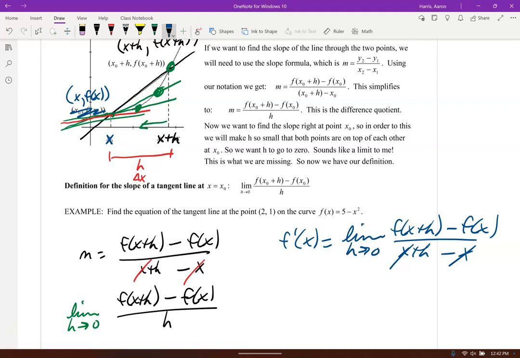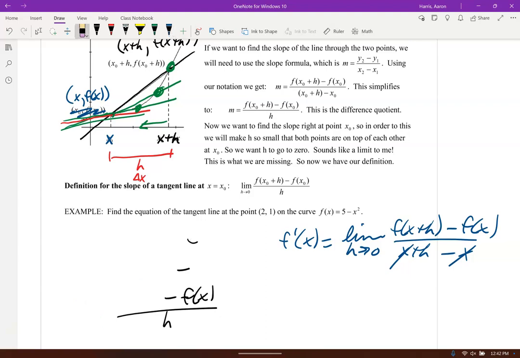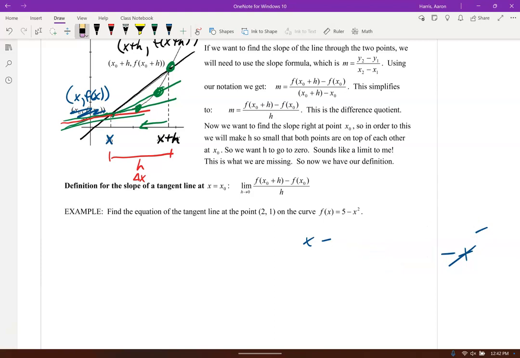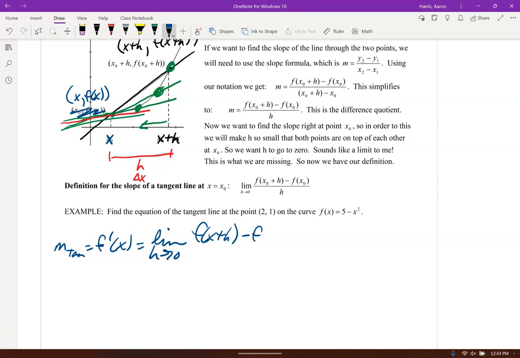And we could find the equation of the tangent line as well after we found the slope, right? Because then we'll have a slope and we'll have a point. So let's go ahead and do that on this first one. Let me erase some of that. So the slope of the tangent, f prime of x, the derivative of x, is the limit as h goes to 0 of f of x plus h minus f of x, all over x plus h minus x. Again, the x's cancel on that, so I'm just left with h down there.